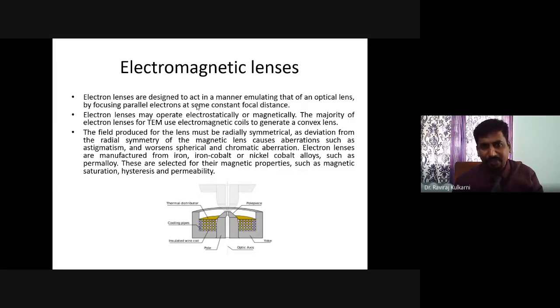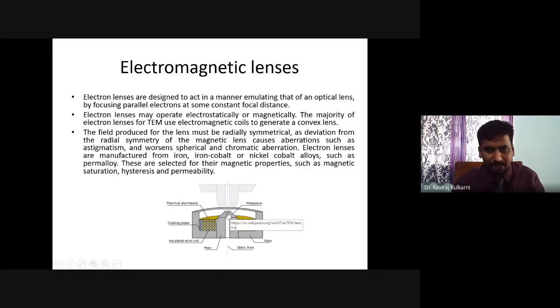Electron lenses are manufactured from iron, cobalt, or magnetic alloys such as permalloy. These are selected for their magnetic properties, such as magnetic saturation, hysteresis, and permeability. So basically, we are using electromagnetic lenses, and you see here a very small pinhole.